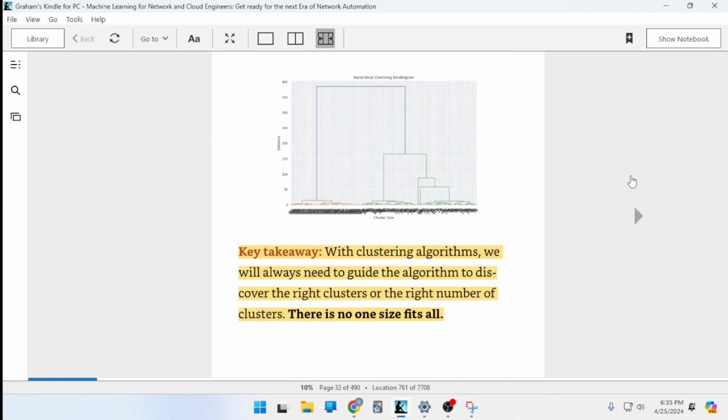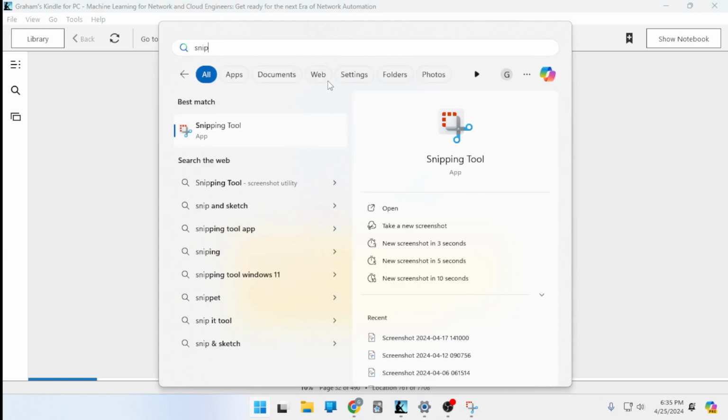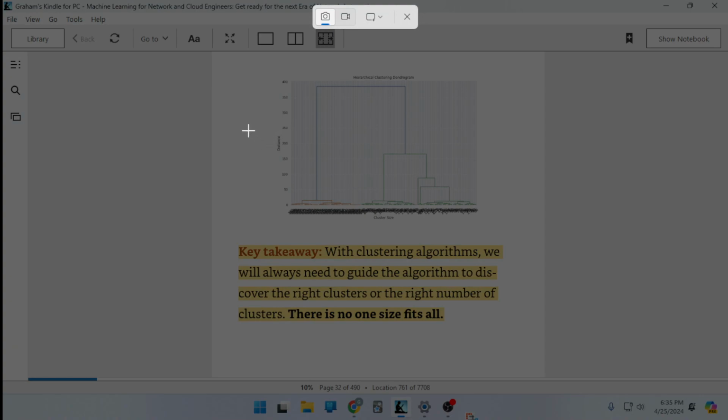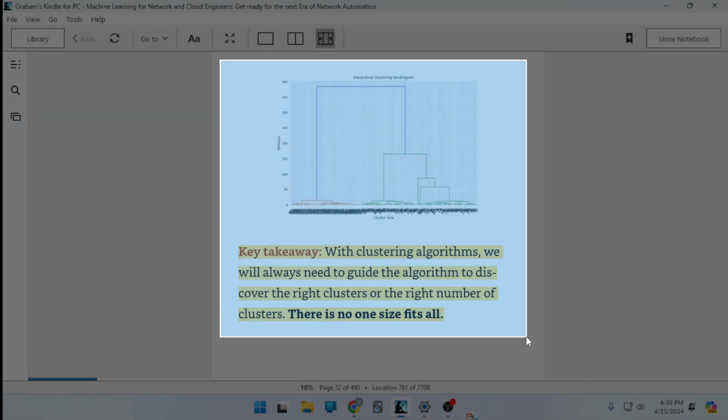All right, so here we can see a hierarchical clustering dendrogram. So we've got something quite complicated there. Let's feed that into ChatGPT, and we'll put the key takeaway in there as well.